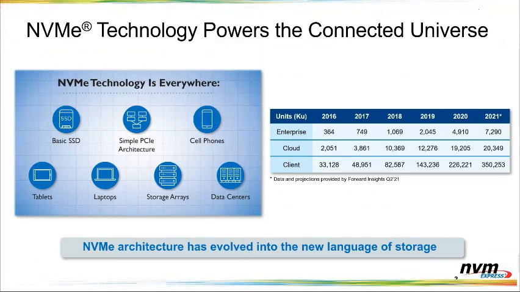The table on the right shows the unit growth for NVMe, and you can see that NVMe has grown from an emerging technology in 2016 to a mainstream technology in 2021. In 2021, we expect over 7 million units shipped into enterprise applications, over 20 million units shipped into cloud applications, and over 350 million units shipped into client applications. The NVMe architecture has been called the new language of storage since we're now seeing many people designing their systems around NVMe technology.